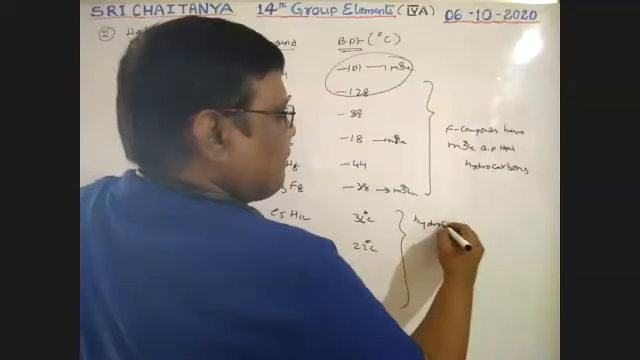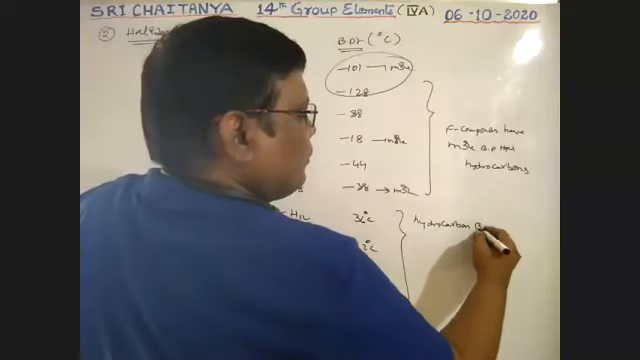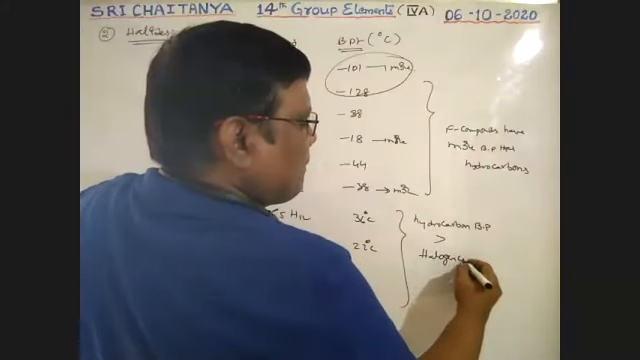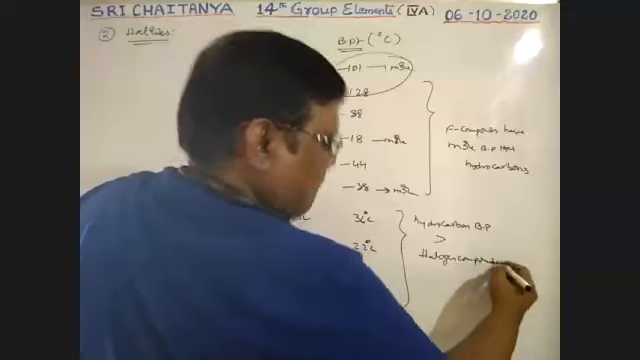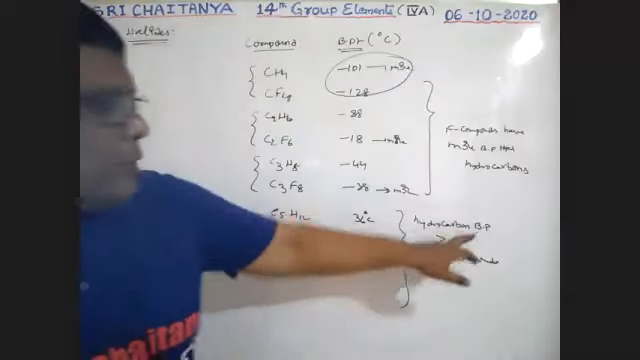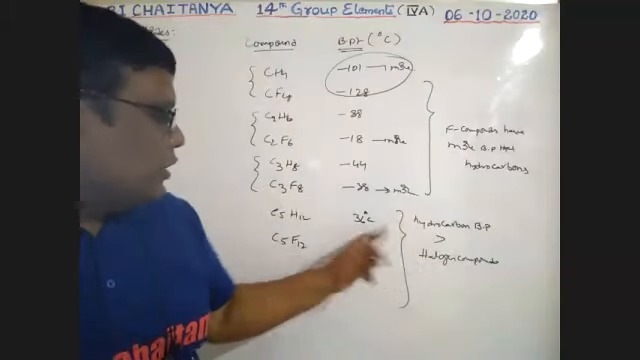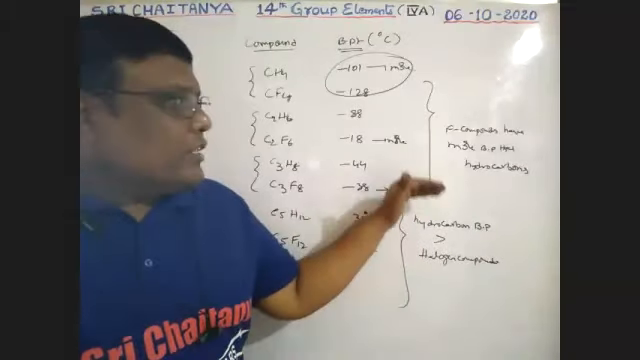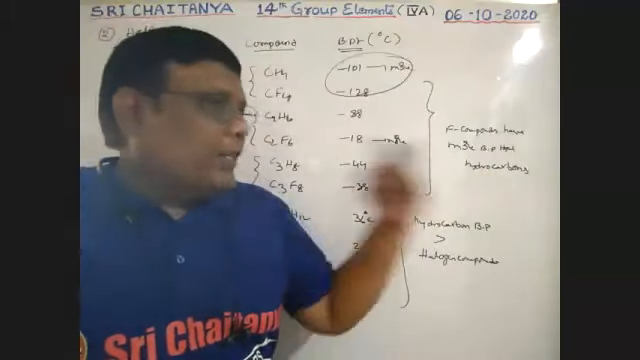Hydrocarbons have boiling point greater than halogen compounds afterwards, so that is very, very important. So hydrocarbons' boiling point is greater than halogen compounds. That is after C5. After C5, it is applicable. Before C5, fluorocompounds have more boiling point than hydrocarbons.